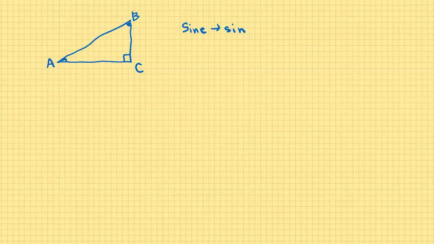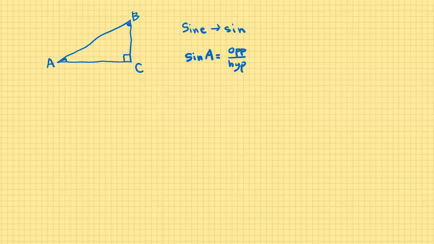So let me write this out. If somebody says, what's the sine of A? Well, this is how it would be written, sin A. Now, by definition, the sine of A is the opposite side divided by the hypotenuse, which I'll put HYP.